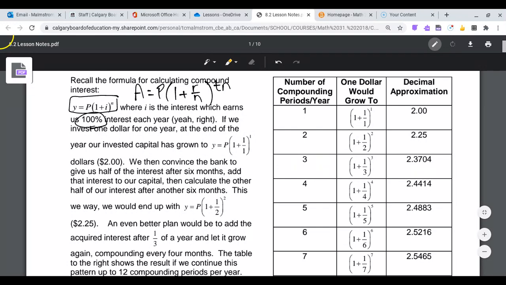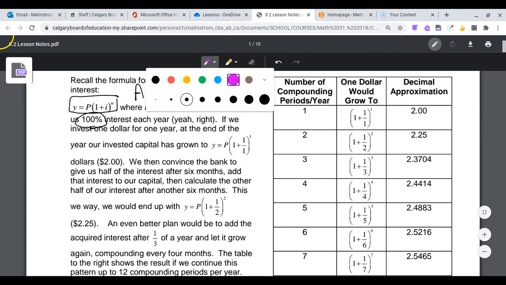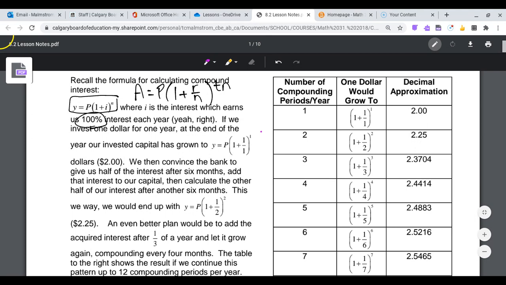So if you invest $1 for 1 year, at the end of the year, our invested capital has grown to 1 plus 1 on 1. Okay, so where are all these ones coming from? Okay, so this is the formula one. That's the formula one. This is for 1 year, compounded for the 1 year. So that would be the one as well up there. And then this last one is representing the 100%. So if you make 100% on your $1, you should have $2 when you're done.